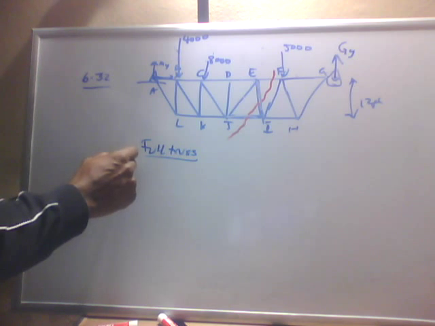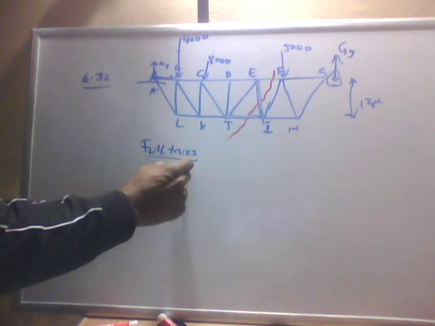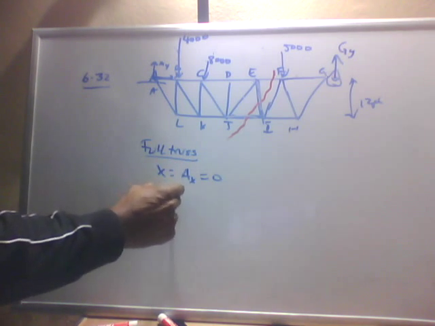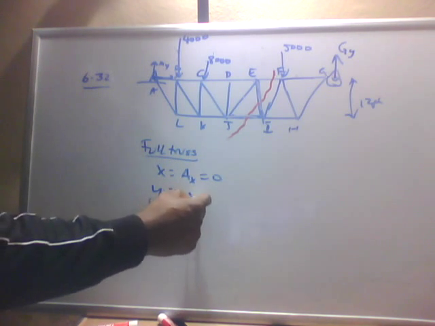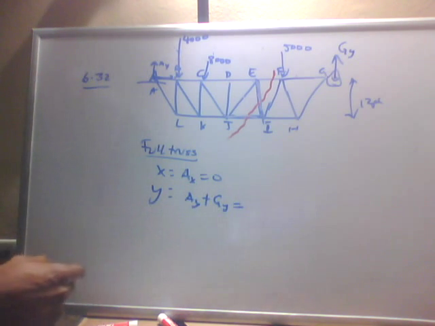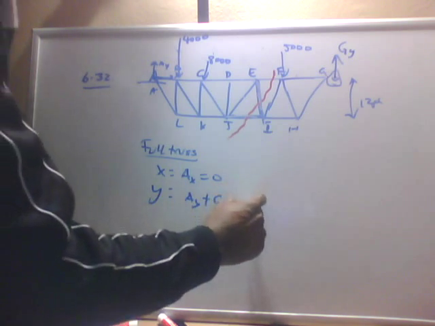Sum of forces in the x direction means that AX is 0 because there's no force in the x direction. In the y direction means that AY plus GY equals 17,000.